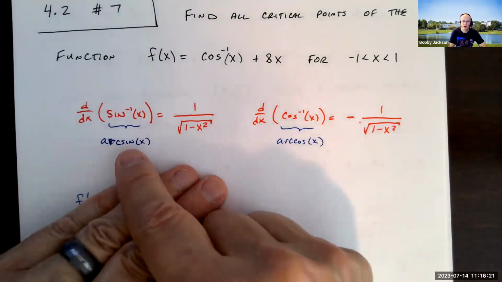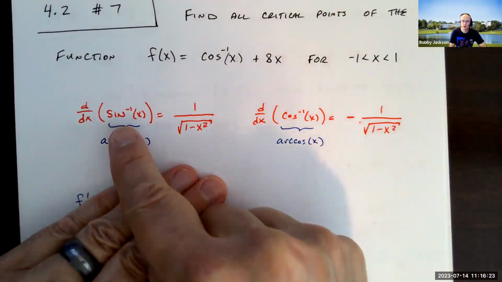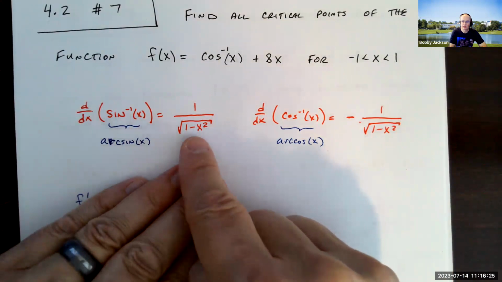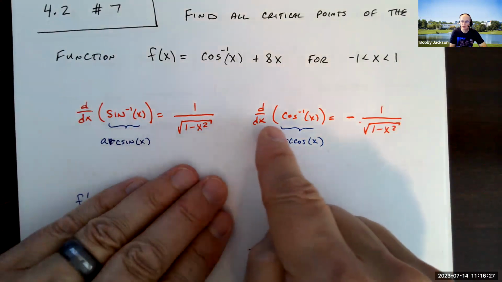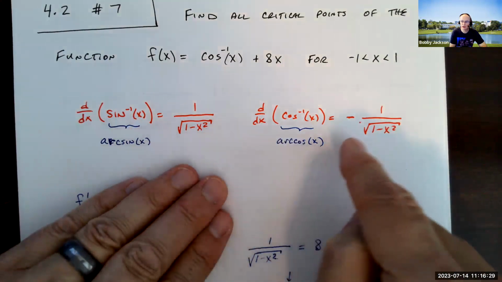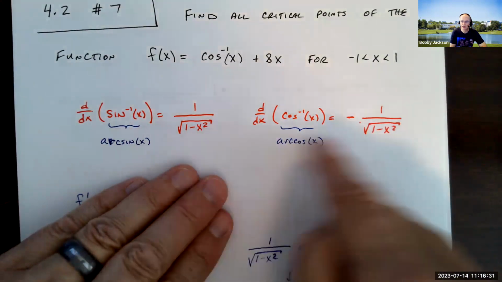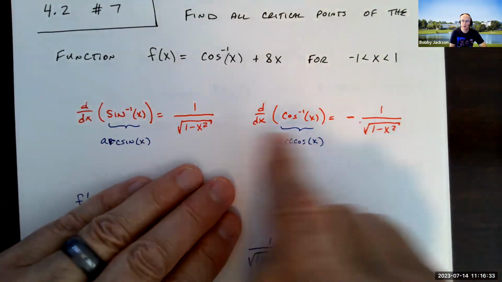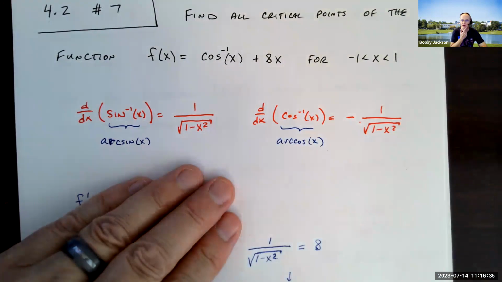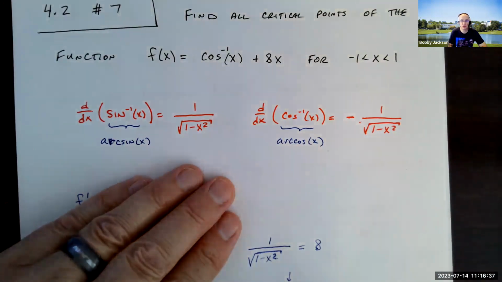Some of you might have the arc sine function or sine inverse function, and that derivative is this, right? The derivative of the arc cosine function is very similar, just -1 times that same expression. So again, I showed you how to derive these using implicit differentiation. Make sure that you are familiar with that so you can remember that, as well as the derivative of the arc cosine function as well.